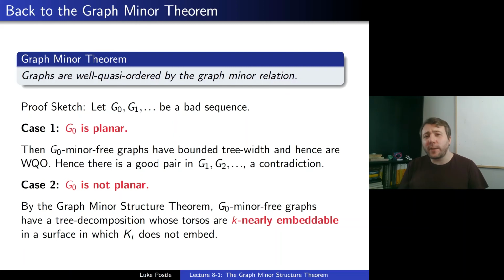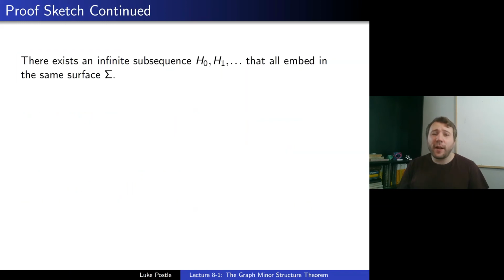So then what do we do from there? So we have this kind of structure theorem. So here we're using the structure theorem. Well, the point is that there would exist an infinite subsequence that all embed in the same surface. There are only finitely many, and then we just really have to go by induction on the genus.